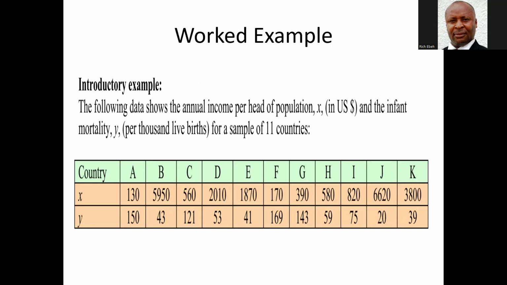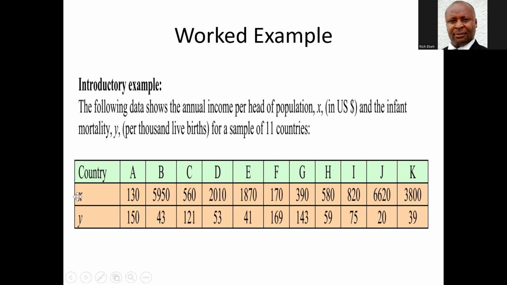This example is data showing the annual income per head of a population. The annual income is in US dollars, along with the infant mortality rate. So the annual income is denoted by X, while the infant mortality is denoted by Y. And the infant mortality is calculated per 1,000 live births for a sample of 11 countries. Let's say the 11 countries are shown as A, B, C, D, E, F, G, H, I, J, K. These are the 11 countries.